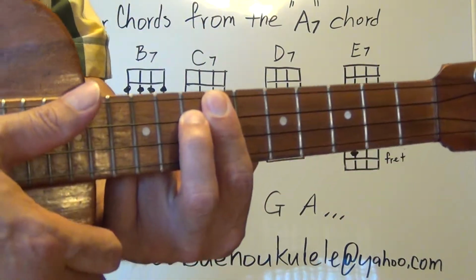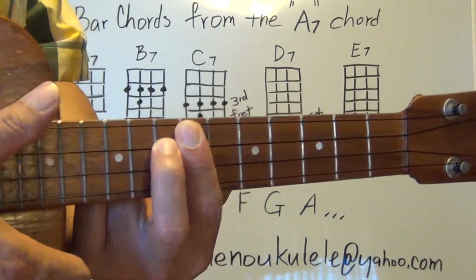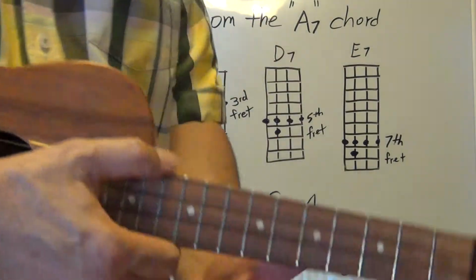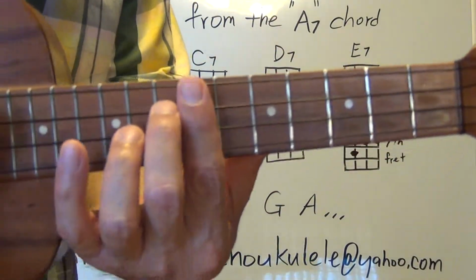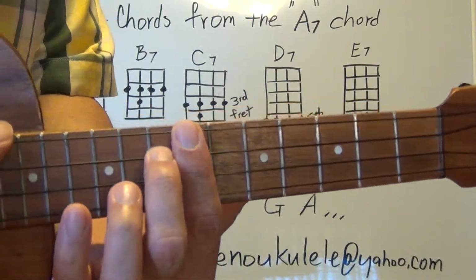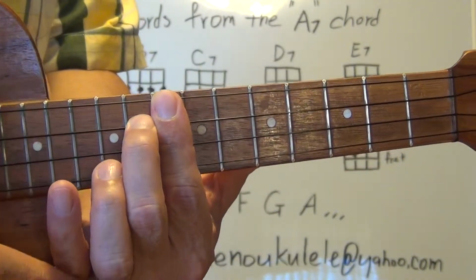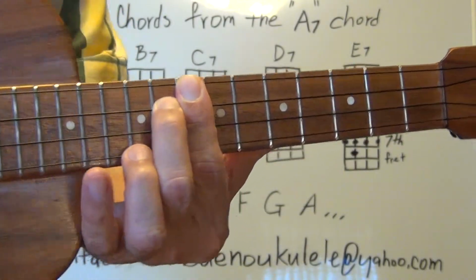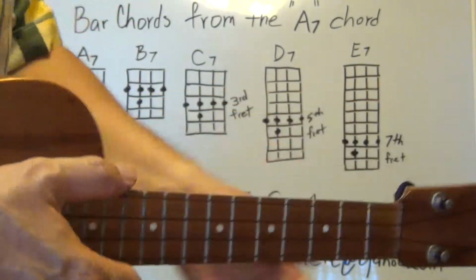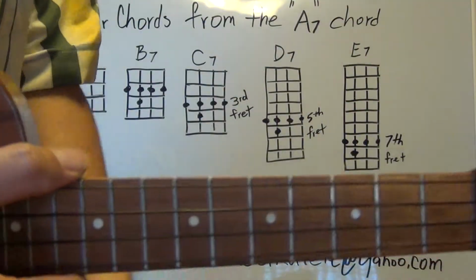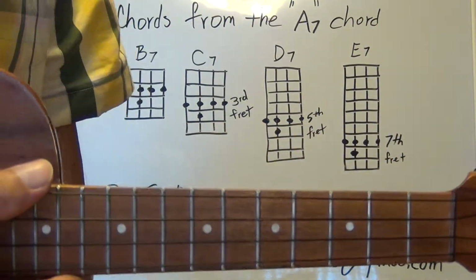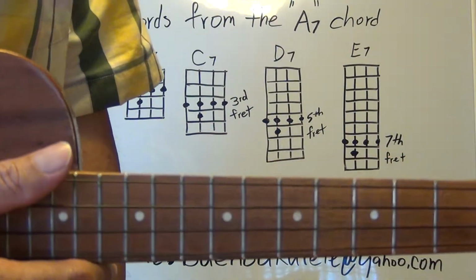Now I didn't write this down on the board here, but if you just want to remember this, if you're on the 7th fret making the E7 chord, if you slide up just 1 more fret, that's an F7 chord. I just didn't have room to write it down. That would be on the 8th fret.